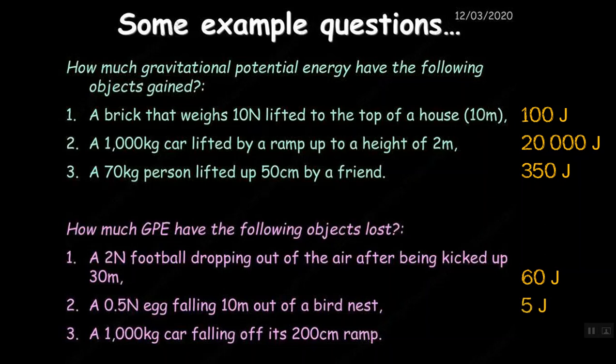And then a 1,000 kilogram car falls off a 200 centimeter ramp. Now 200 centimeters is 2 meters, and that's exactly the opposite of what we initially had, and that is 20,000 joules.